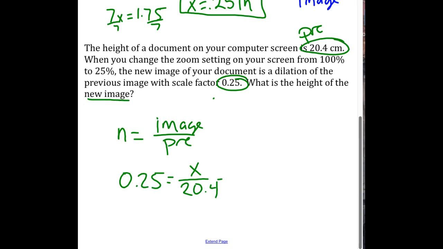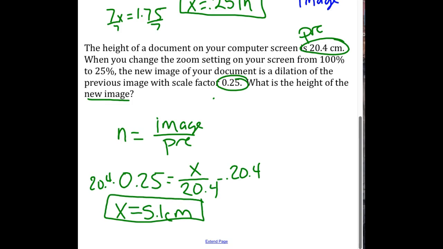We want to continue by solving this equation for x. We've got this 20.4 we're dividing by, so we multiply both sides by 20.4. And we type it in our calculator, 20.4 times 0.25. Type that in, hit enter. And we should end up with 5.1 centimeters. Don't forget your label.